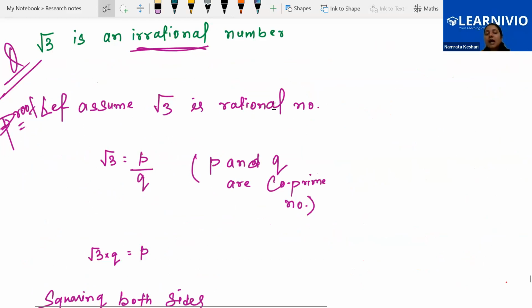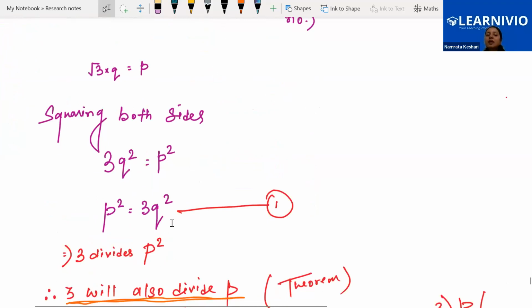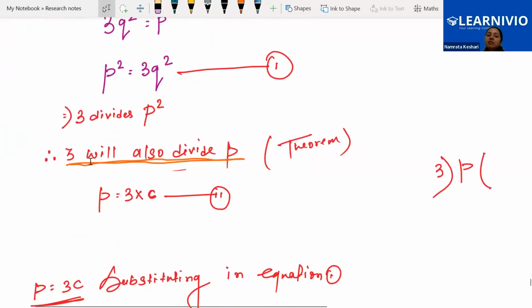We have to first assume the contradictory method. We have to take the contradiction. Contradiction means the reverse, the exact opposite thing we have to assume. So we are assuming that root 3 is irrational. We have to prove it, so we assume that it's a rational number. Since it's a rational number, we can write it in the form of P by Q. Then we square, and whatever we get, we mention as equation number 1. From there, we can make one conclusion that 3 divides P square. If 3 divides P square, then definitely 3 will divide P also from the theorem.